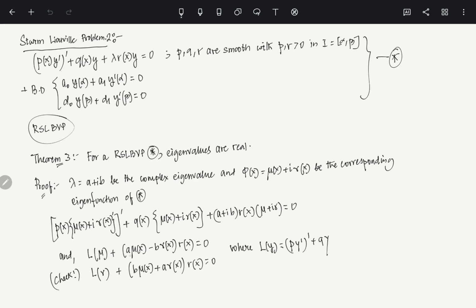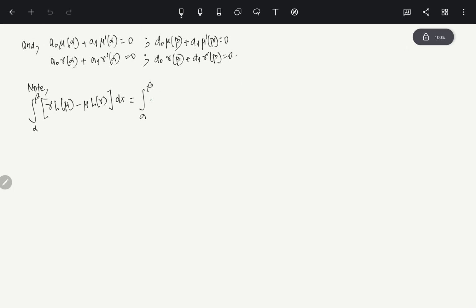You see, L of mu is minus a times mu plus b times gamma times r, right? And similarly, L of gamma is also like this. So we can just put it here. I am going to write it like this: minus a mu minus b gamma times r of x. I am not going to write x, it is always given. Plus b mu plus a gamma, and then times r dx.